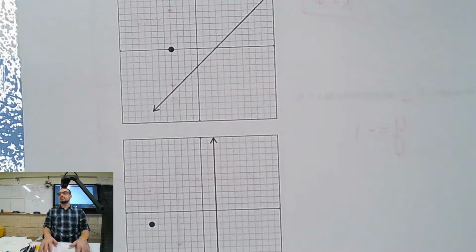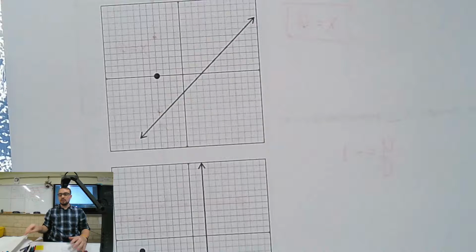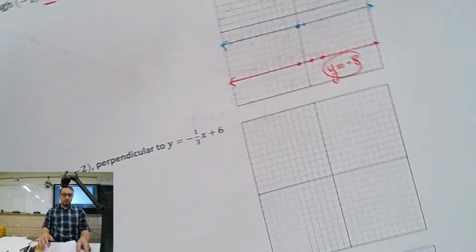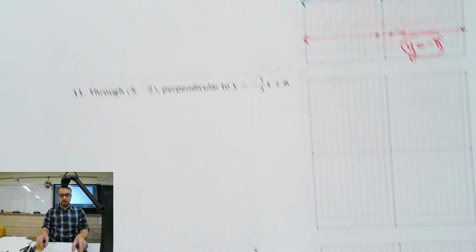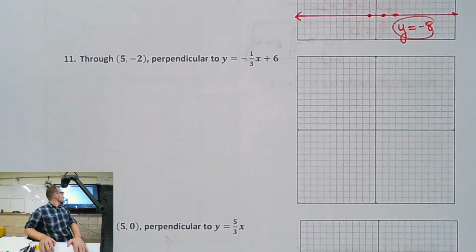Well, we totally skipped over these ones. Oh, good point. I did want to go back. Can we flip to number 11? We're on page 4, number 11. Where is the first page? Alright, got it.